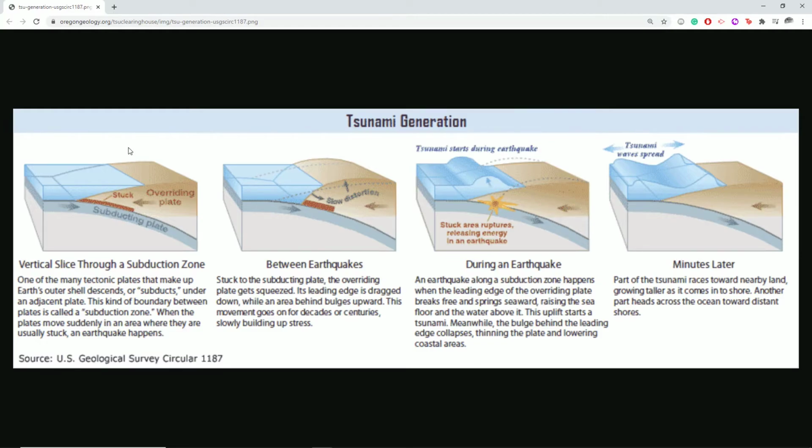So that's what will happen. The trough will come first. That's a major sign, huge sign. You gotta go, get to higher ground, get out of there. So that's a sign of a tsunami. That's a big old one.